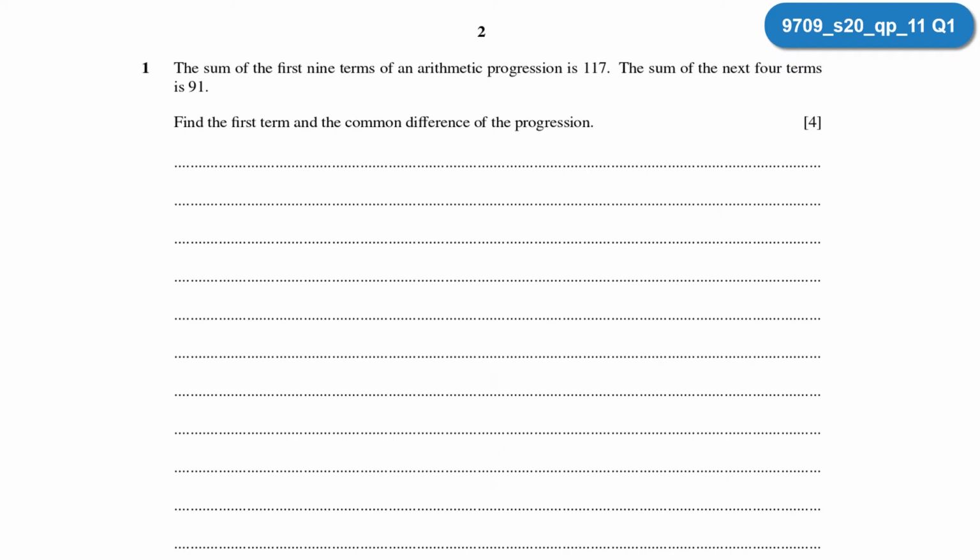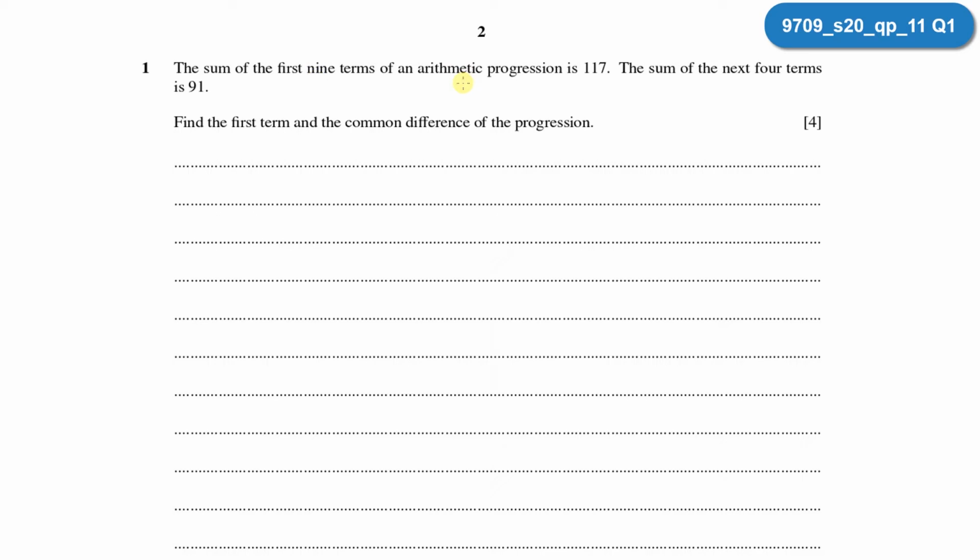The sum of the first 9 terms of an arithmetic progression is 117. The sum of the next 4 terms is 91. Find the first term and the common difference of the progression.